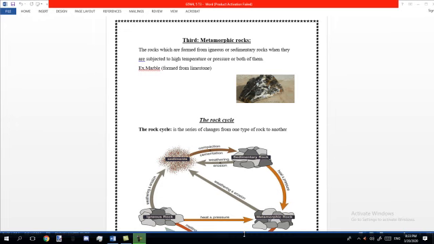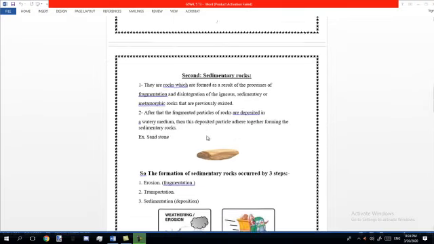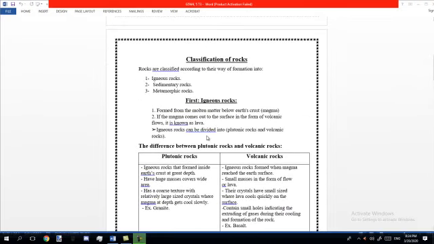We started before the types of rocks, the igneous rocks and the sedimentary rocks in detail, and there are metamorphic rocks and the rock cycle which are left. We'll study them today, but first let's make a quick revision of what we have studied before about the types of rocks. We said that the rocks are classified according to their way of formation. So the names of the rocks are given after their way of formation.